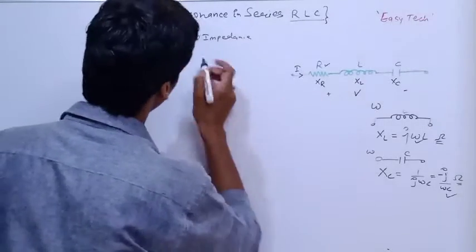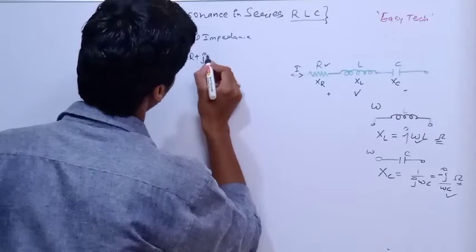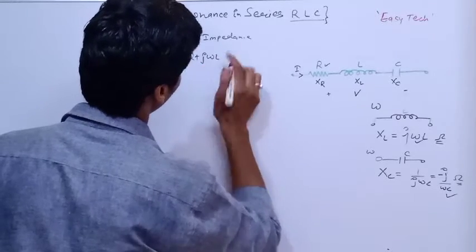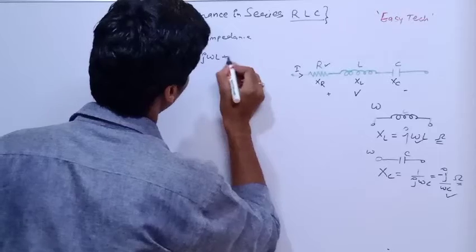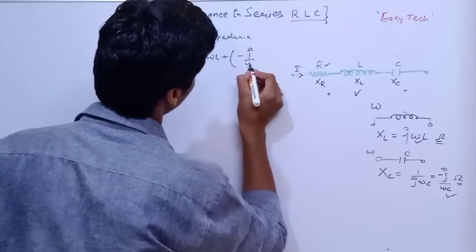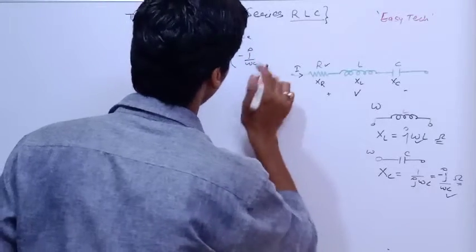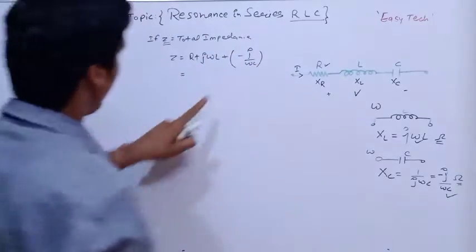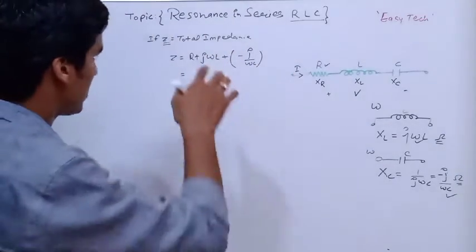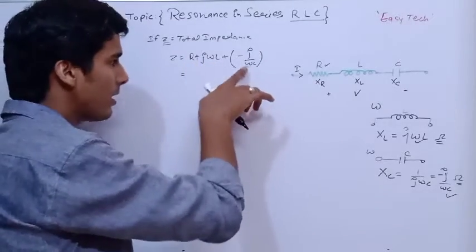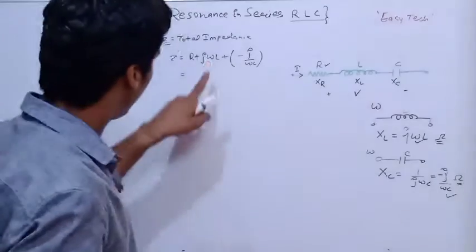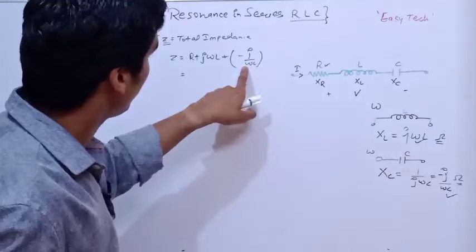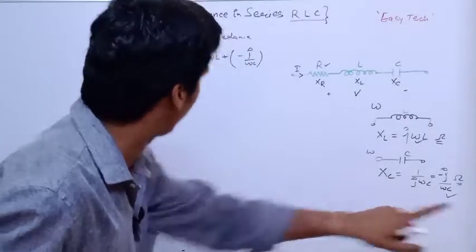The value of Z should be equivalent to R plus j omega L plus minus j omega C. This should be the value: R plus j omega L plus, that means the resistive impedance, inductive impedance and capacitive impedance. Okay, it is equivalent to j omega L and it is equivalent to minus j upon omega C. We have taken from here.